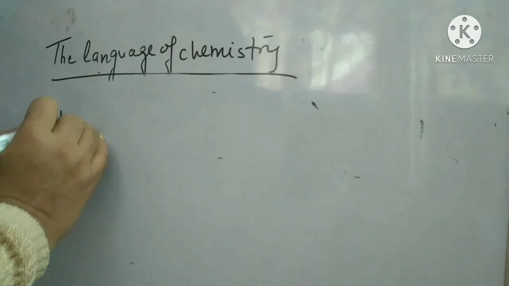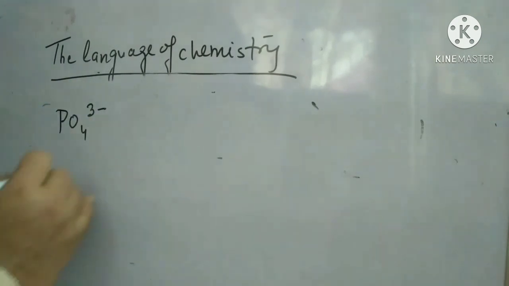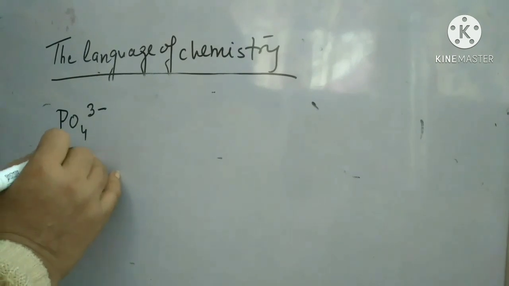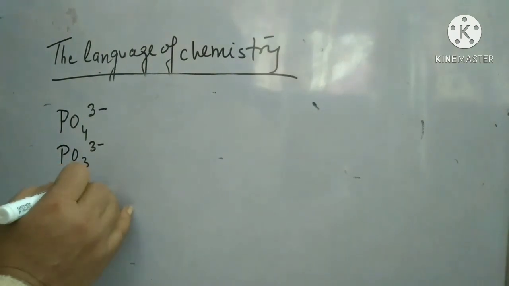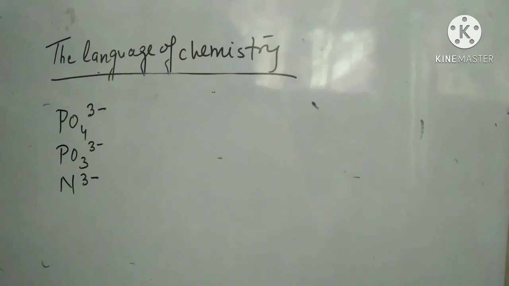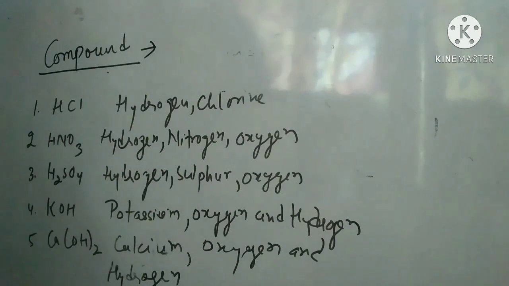For example, phosphate PO4 3 minus, phosphite PO3 3 minus, nitride N3 minus. So these elements possess 3 valency, so they are known as trivalent elements. Now coming to the next topic, that is compound. So what is a compound?